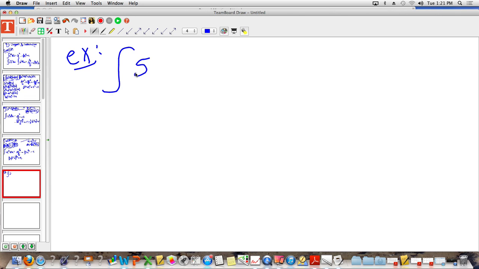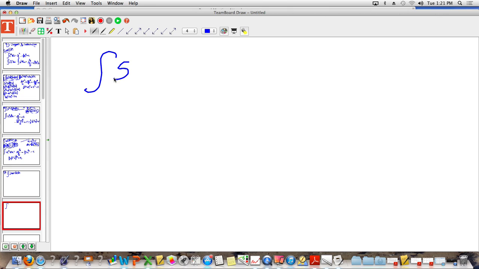One more example. 5 cosine 5x dx. Now, I'm going to flip screens here for a minute just so I can talk to you about this on a separate clean piece of paper. What if I asked you to integrate 5 cosine of x? Could you do that? What is the integral of cosine? Sine. The derivative of sine is cosine, so the integral of cosine is sine. So could you find the integral of 5 cosine of x? Yes. So it would be 5 sine of x.